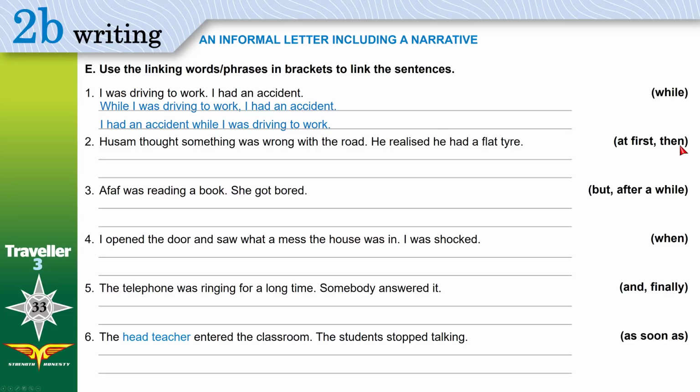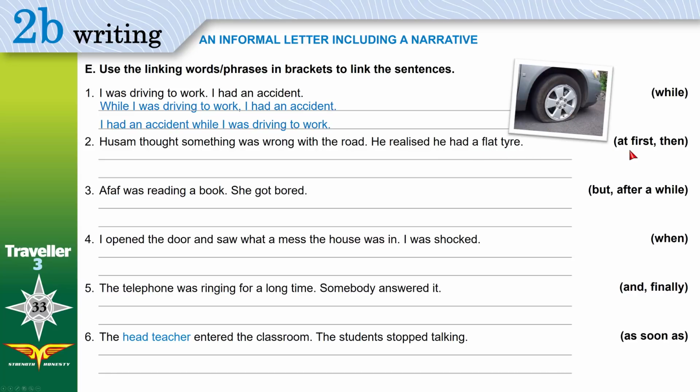Use at first and then. Hussam thought something was wrong with the road. He realized he had a flat tire. This is a flat tire. At first, Hussam thought something was wrong with the road, but he was wrong. Then he realized he had a flat tire. Afaf was reading a book. She got bored. Use but and after a while. Afaf was reading a book, but after a while, she got bored.